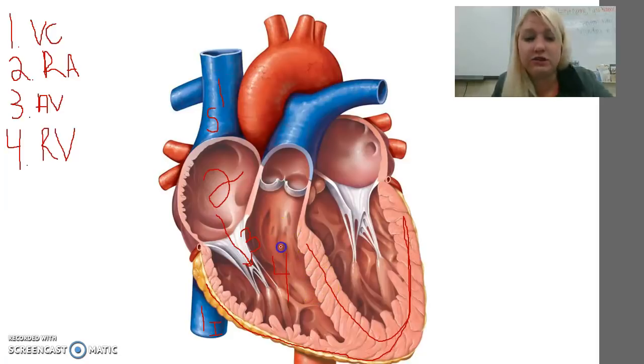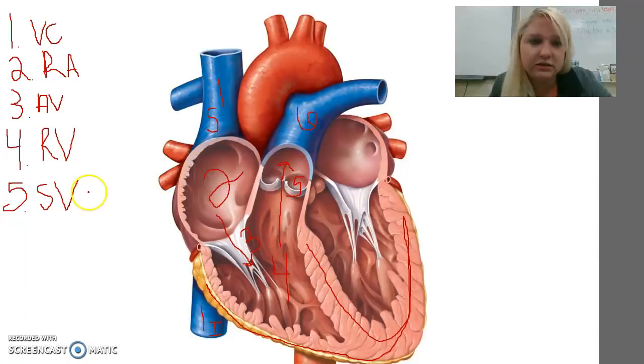All right, so when they contract, it's going to squeeze blood up through this valve right here. This is going to be our structure 5. And this valve is known as your pulmonary semilunar valve. And you have 2 semilunar valves. Okay, I'm just going to write SV for semilunar valve. So this is the pulmonary semilunar valve. And then it's going to enter these structures right here. This is our structure 6.